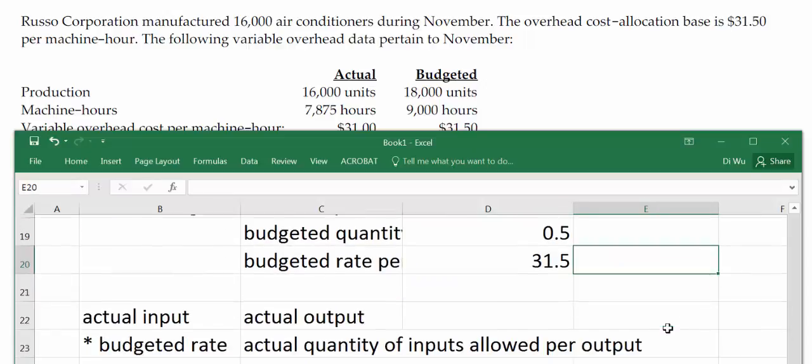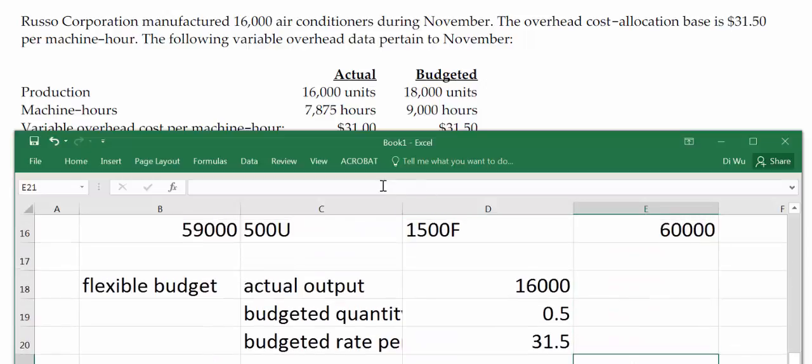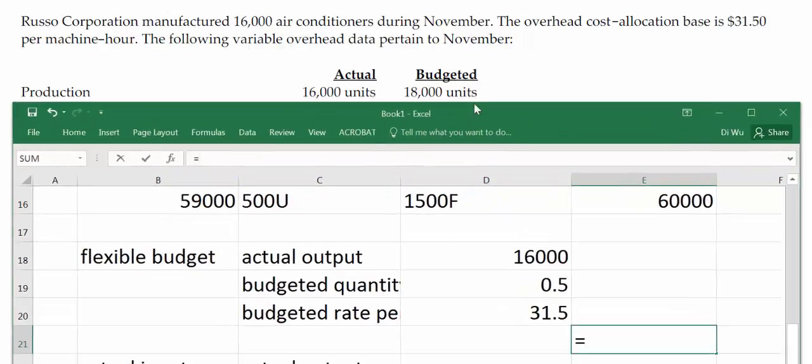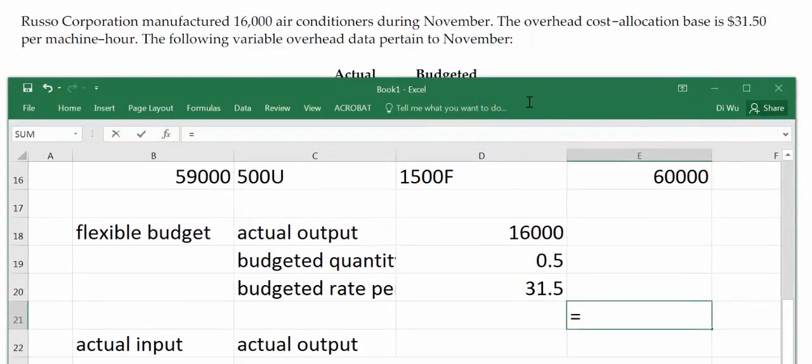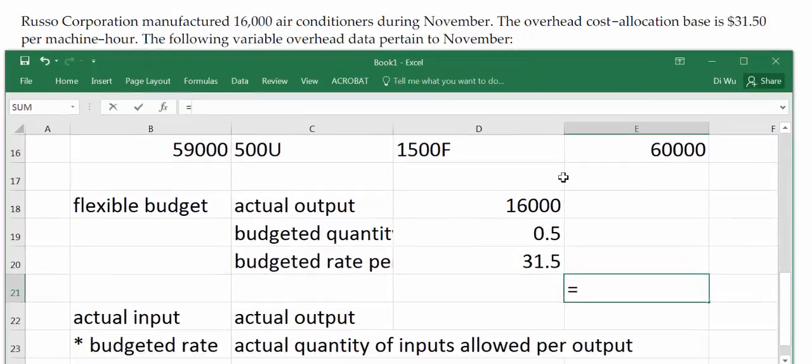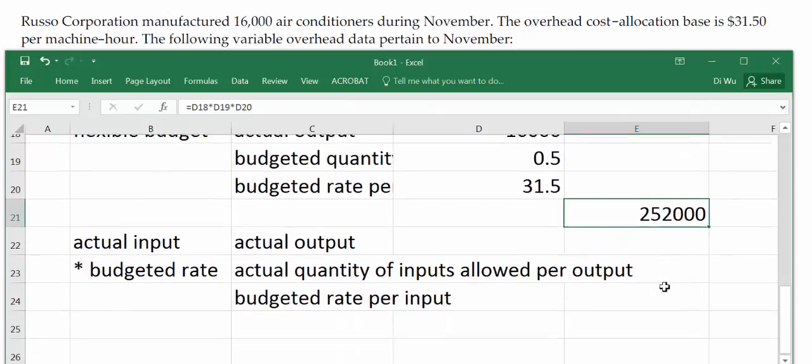Perfect. So now, if you want me to calculate the variable manufacturing overhead costs in my flexible budget, I will have to multiply these three numbers together. So I will multiply 16,000 by 0.5 by 31.5, and I end up with 252,000. That's the flexible budget number. I'm going to keep it.